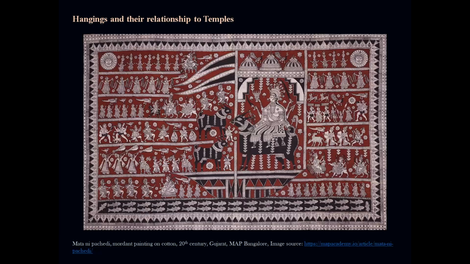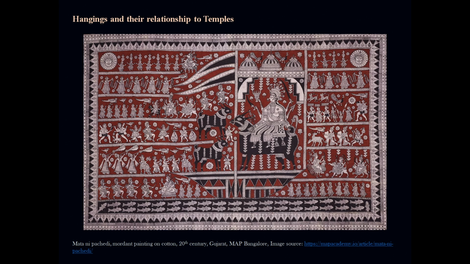This is also something we find in a number of traditions where, perhaps not textiles, but other mobile objects are used. For example, the painted scrolls, which are usually rolled and carried by storytellers or different community members.